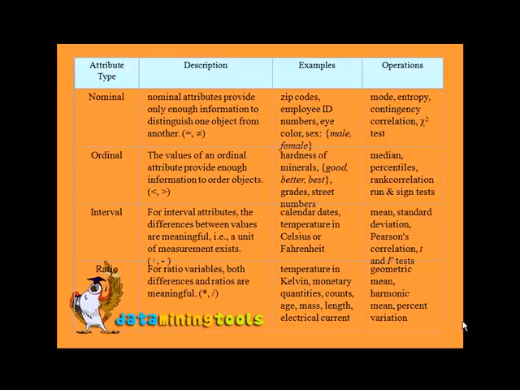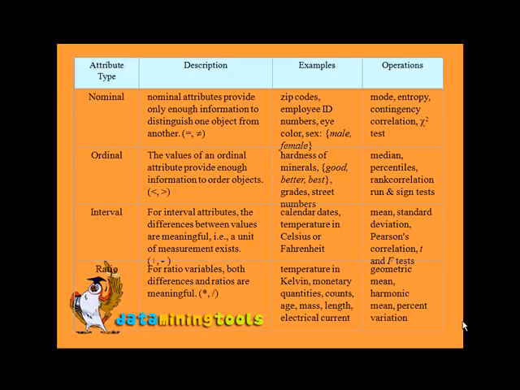Let's understand attributes in further detail. Nominal attributes provide only enough information to distinguish one object from the other. Examples would be zip codes, employee ID, eye color, sex, or numbers. And the operations performed on nominal attributes are mode, entropy, contingency, correlation, and chi-square test.